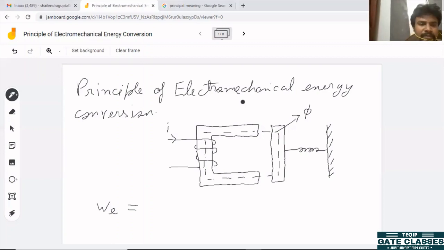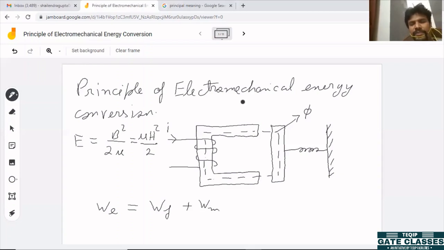Mostly we write energy stored in a magnetic field as B square by 2 mu, or mu H square by 2. So as per the strength of the magnetic field, there will be some energy stored in this field. So we can write it Wf, and let us say there is some work done here because the plunger is movable. So let us assume that there is some work done.